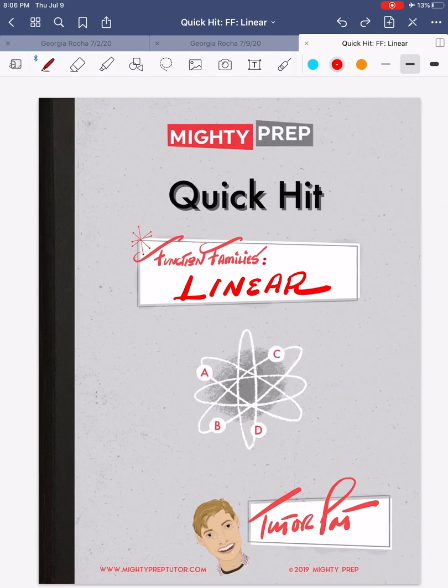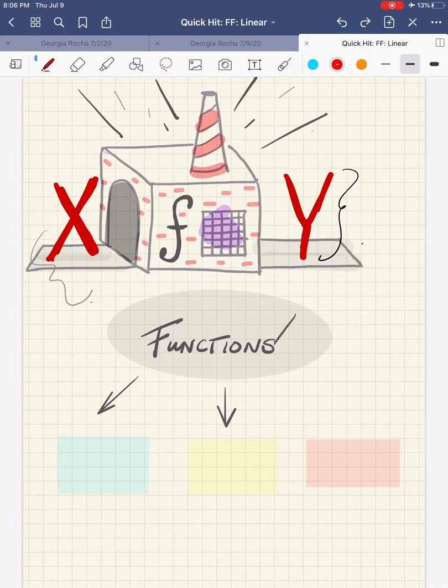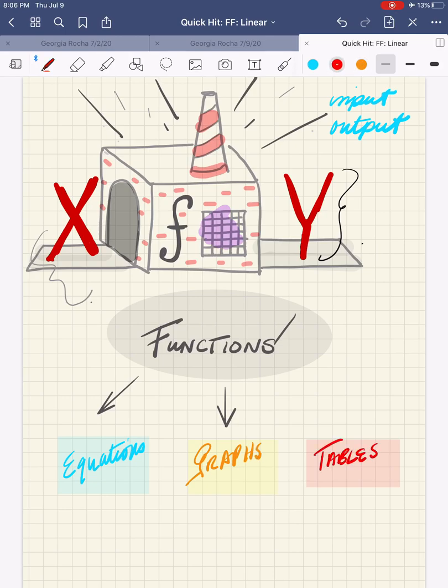This is an in-depth discussion of the first functional family, the linear family. So let's quickly recap what a function is. A function is just a mathematical relationship where for every single input, there is but one output. And because of this unique one-to-one relationship, functions can be portrayed in one of three ways: either as equations, or as graphs, or as tables. And each of these portrayals or understandings is co-equal with the other.